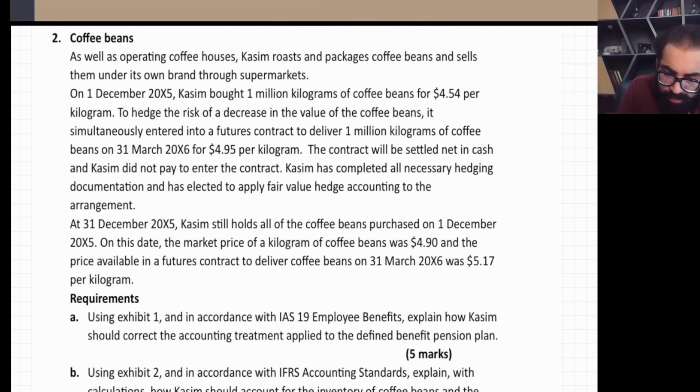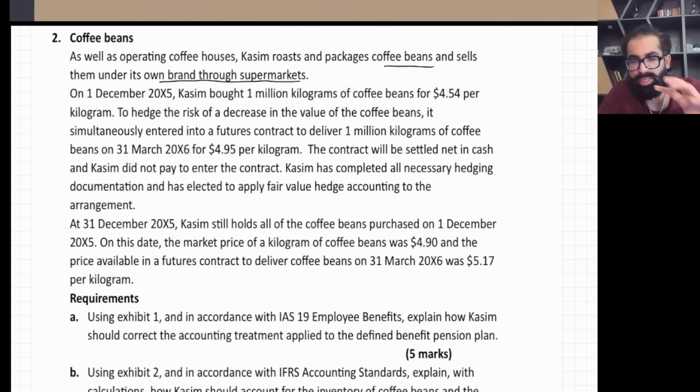As well as operating coffee houses, Qasim roasts and packages coffee beans and sells them under its new brand through supermarkets. So now they are making coffee beans and they are selling, so it's inventory for them. So IAS 2, right? On inventory we are going to apply IAS 2.